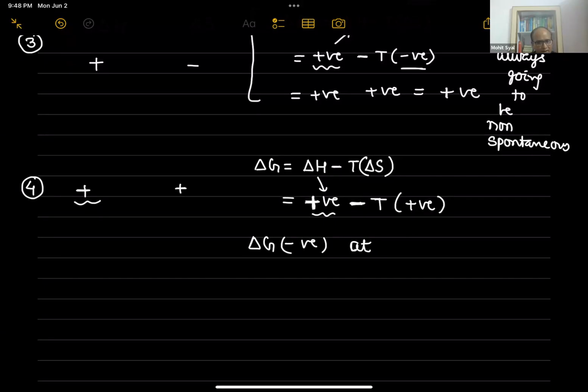Higher temperature. Why, Nabila? Because if you take the higher temperature, this negative value is going to be more, and it will be more than the positive value. So it will make the whole delta G negative.